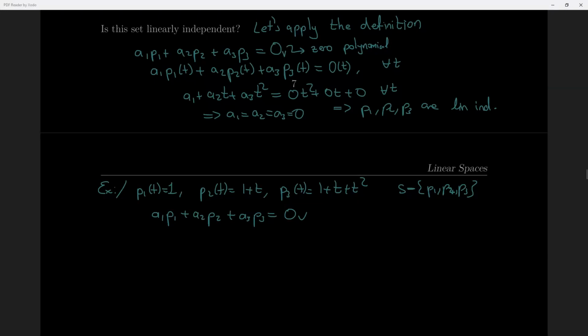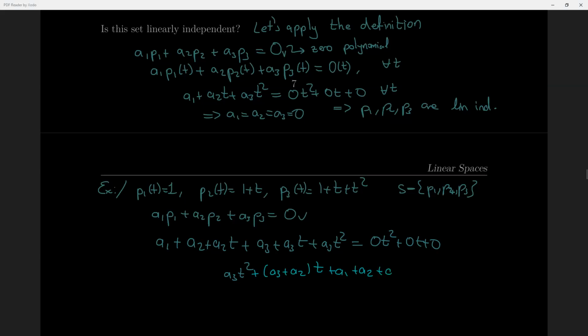That's correct. So let's replace these p's with their definitions over here. So we're talking about a1 plus a2 plus a2t and a3 plus a3t plus a3t squared. Okay, we're talking about that being equal to the zero vector. The zero vector is 0t squared plus 0t plus 0. And this is only satisfied, so let me group the higher order terms first: a3 times t squared plus a2 times t plus a1 plus a2 plus a3 is equal to 0t squared plus 0t plus 0 for all t.